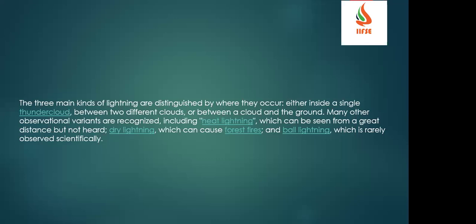Many other observational variants are recognized, including heat lightning, which can be seen from great distances but is not hot, or dry lightning, which can cause forest fires, and also ball lightning, which is rarely observed scientifically. So there are different types. Heat lightning can be seen, but no sound is generated. And dry lightning has the potential or capacity to create a forest fire.